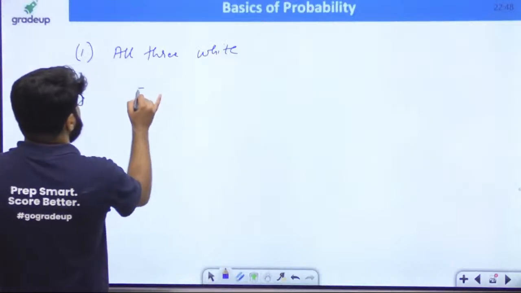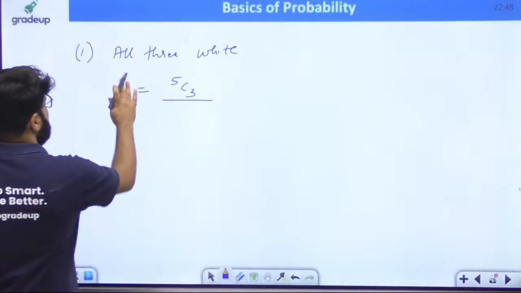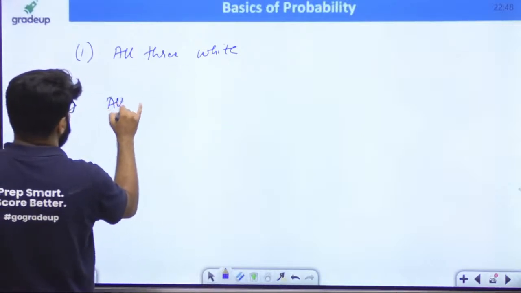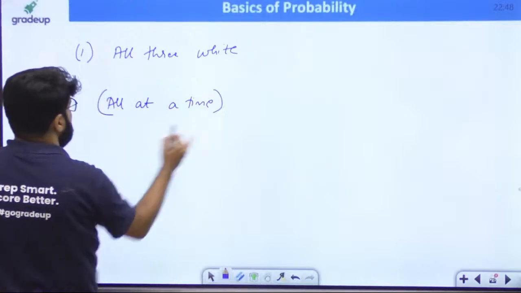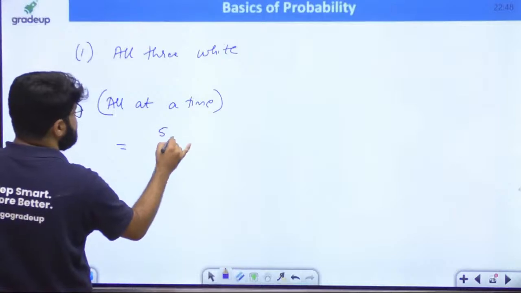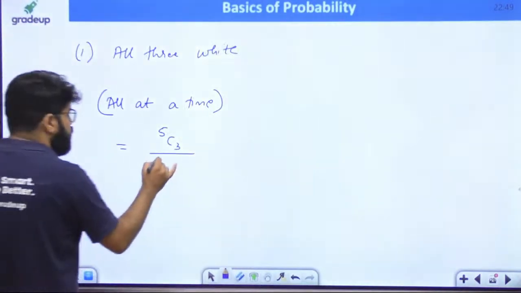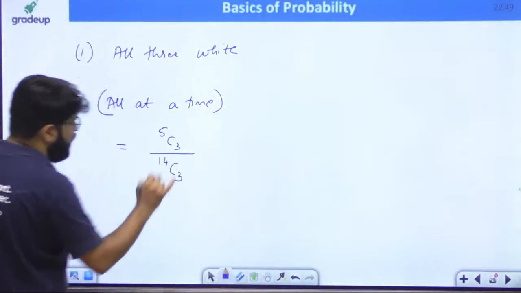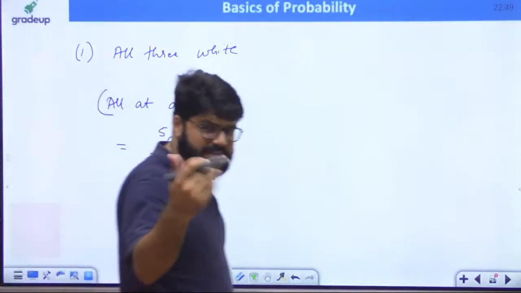So this is 5C3, all at a time. I am solving by the philosophy, all at a time. How many white balls are there? 5, and out of that you want 3 white, so 5C3. How many total balls are there? 14, and out of that you want 3. So answer should be 5C3 upon 14C3. Itna likhne mein aa gaya, rest is calculation.